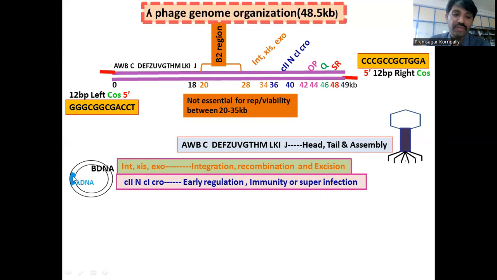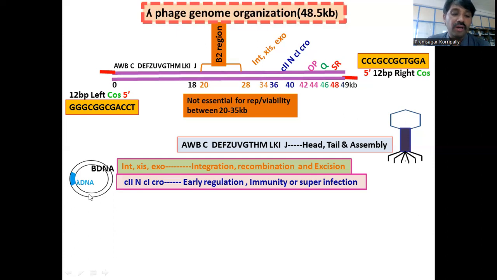You see, this is a prophage, and this is the bacterial DNA. So when lambda DNA integrates into the bacterial DNA, it is called a prophage. The lambda DNA has attachment sites, and the bacterial DNA has attachment sites, through which both of them undergo recombination. This kind of recombination is called site-specific recombination.